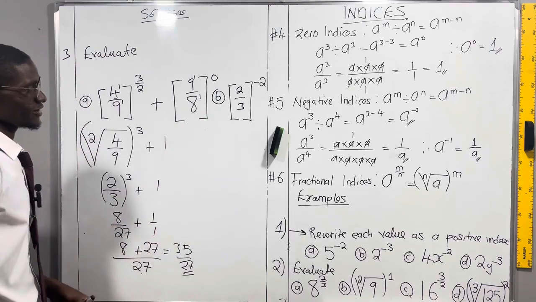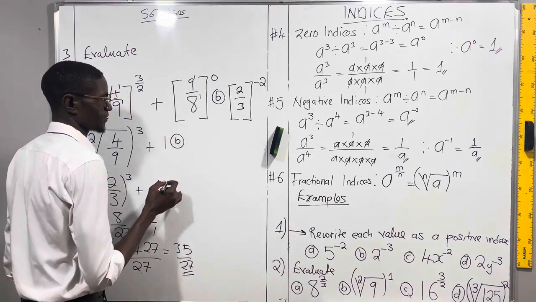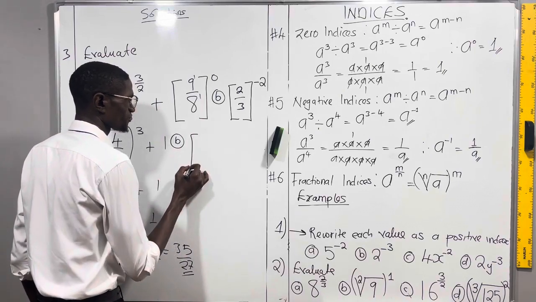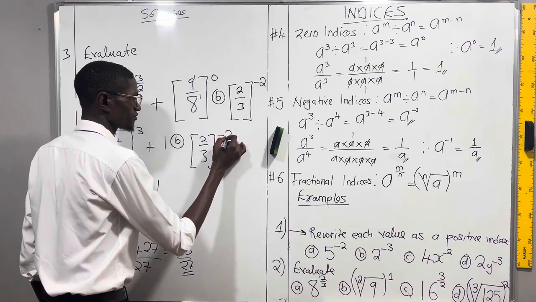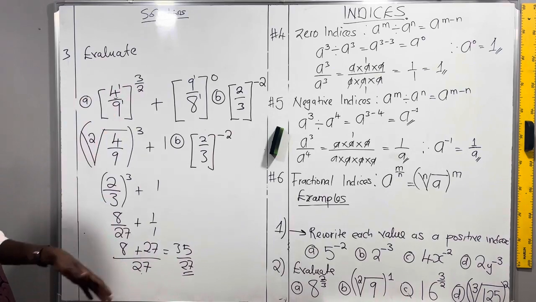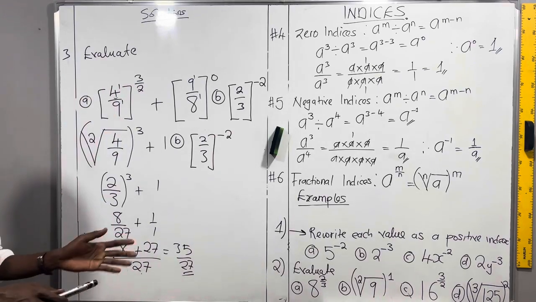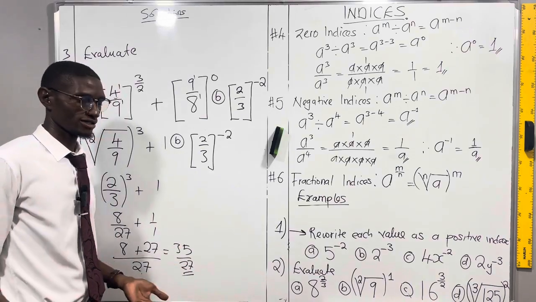We now come to this guy. Very, very important. Okay, don't miss this one. Okay, we have 2 over 3 raised to the power of negative 2. Okay, I've already shown you a longer method. I don't want to show you another longer method. Okay, I don't want to lose anyone. So I'll give you a shortcut, right?